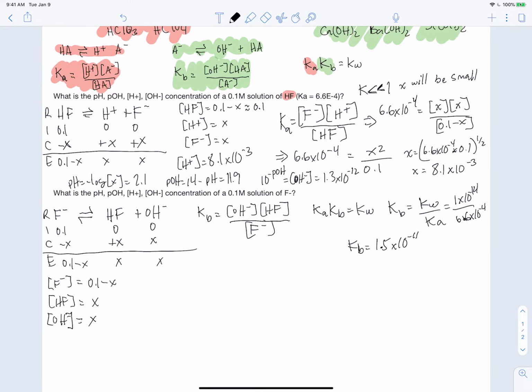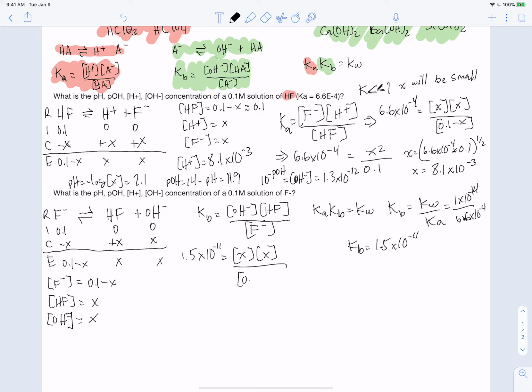So I come back over and I solve this in a virtually identical way that I did for the acid problem, at least in terms of the algebra. I say Kb is equal to 1.5 times 10 to the minus 11th, we can plug in all our values. So this is equal to X, this is equal to X, OH minus and HF are both equal to X.